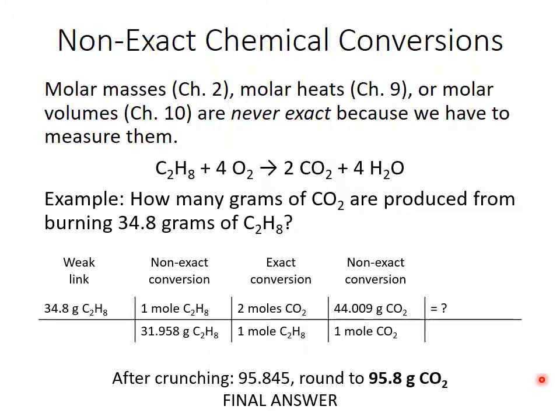So to recap, exact conversions are things that are definitions, things that are counting quantized objects. And that can include the mole-to-mole ratios that you get from a chemical formula or from a chemical equation. Non-exact conversions are any values that we have to actually measure, and this includes molar masses or densities.